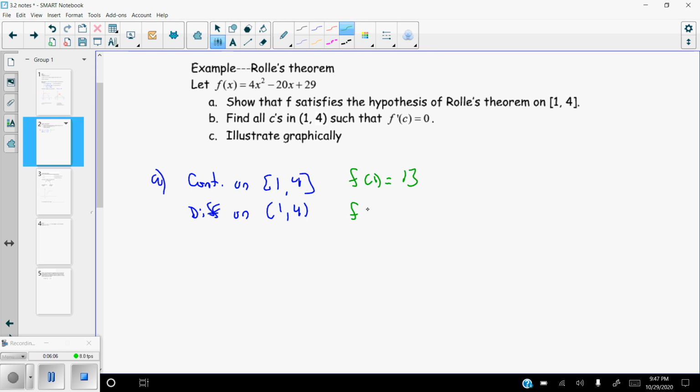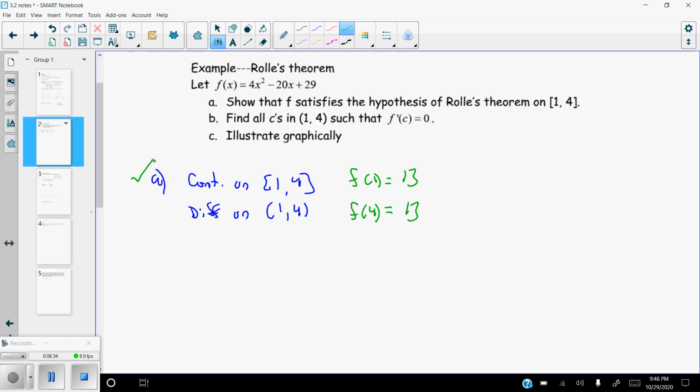Okay, let's check f of 4, because that's f of b. The numbers are going to be a little bit bigger here. So 4 squared is 16 times another 4 is 64. Minus 4 times 20, so that's 80. So 64 minus 80 is negative 16, plus 29 once again is 13. So the hypothesis for Rolle's theorem is met. We're good there.